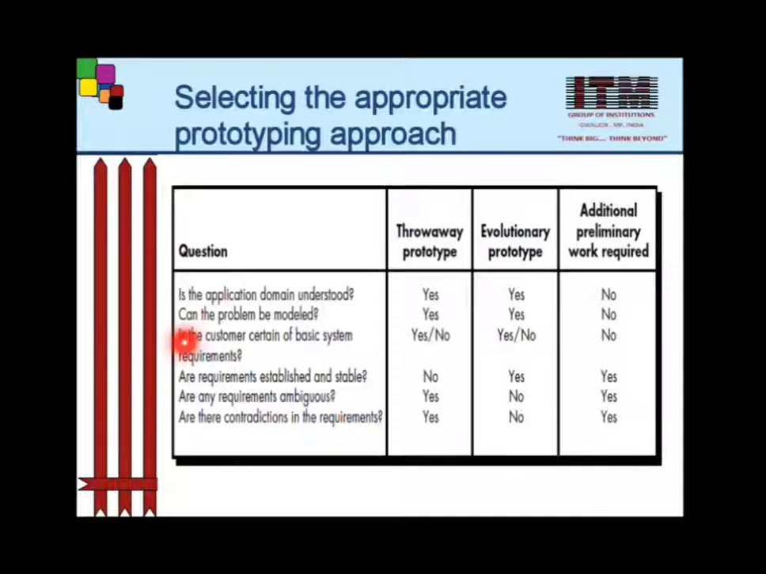And is the customer certain of basic system requirements? Sometimes it is yes and sometimes it is no, similarly for the evolutionary approach. Are requirements established and stable? These are the answers for this question. Are any requirements ambiguous? And the next question is, are there contradictions in the requirements?